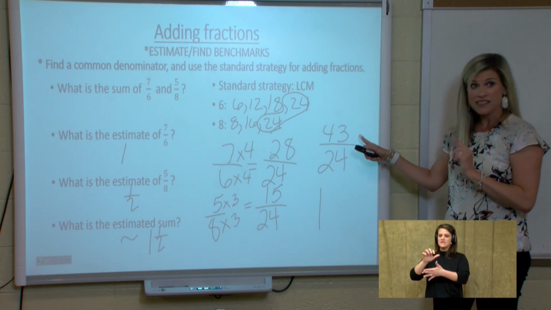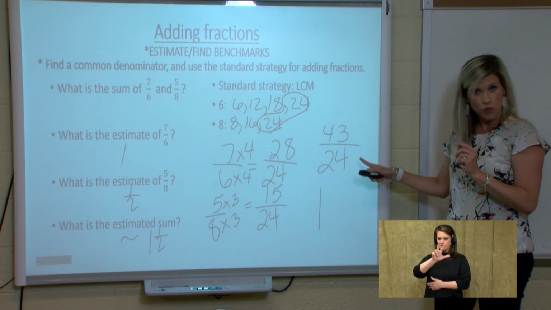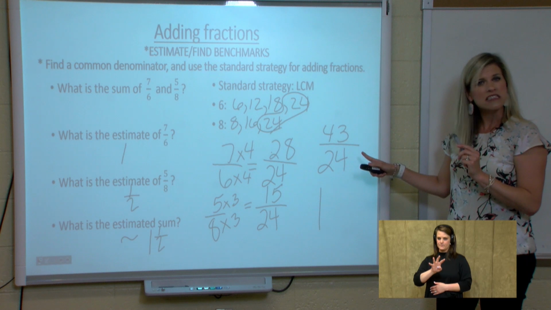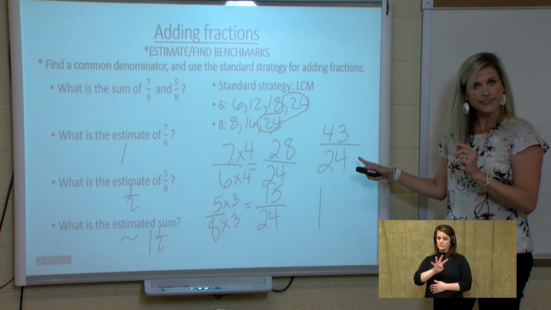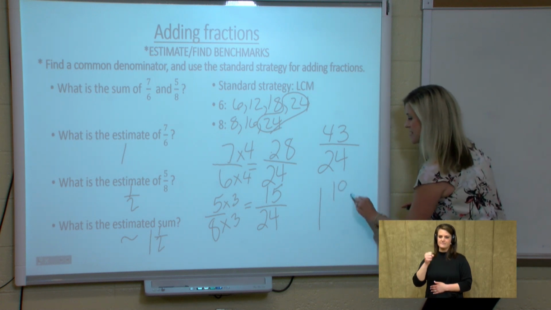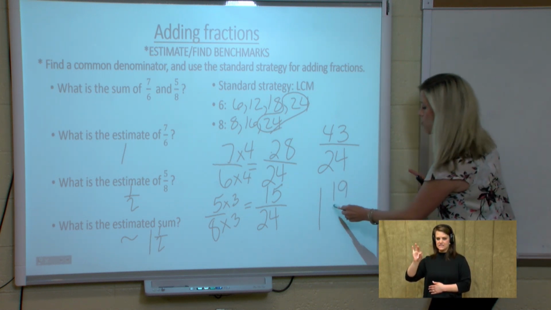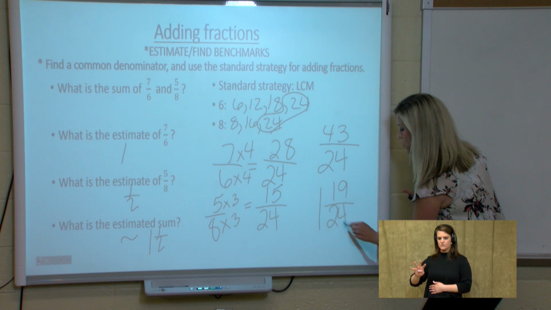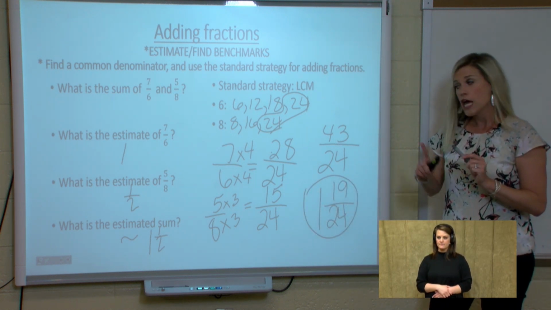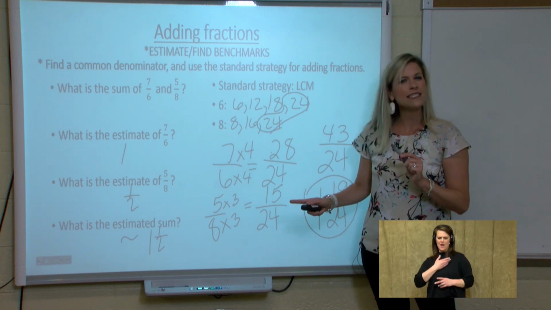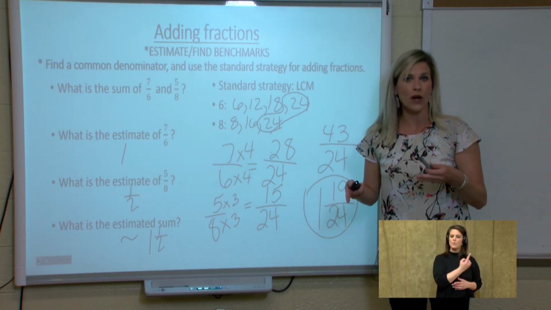I would subtract simply 43 and 24. What is the difference between 43 and 24? Yes, it's 19. So 1 and 19/24 is our answer. Look at our estimate. Our estimate was a little over 1.5.